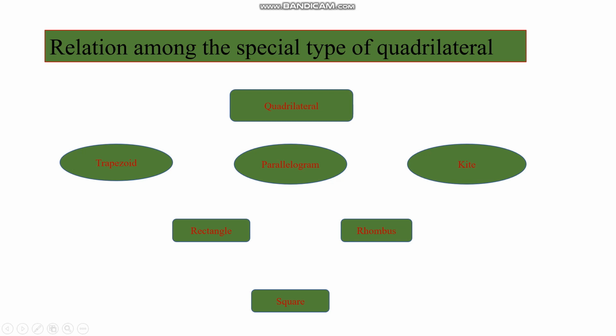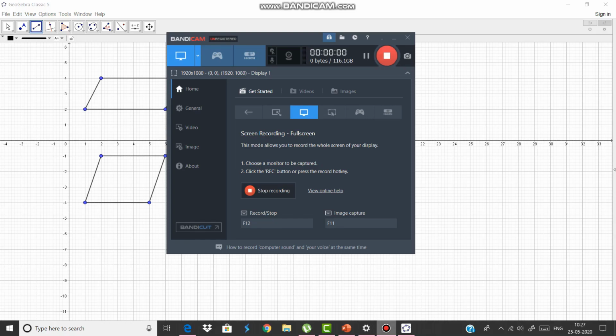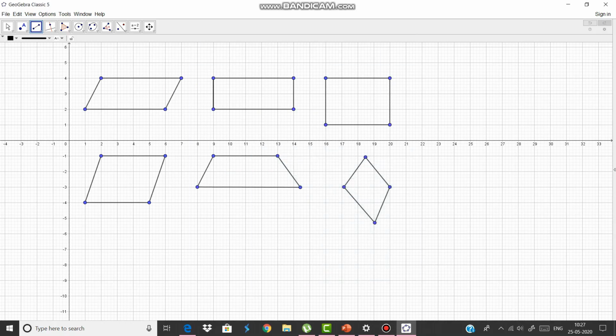So these are the relations between each other: quadrilateral, trapezium, kite, parallelogram, rectangle and rhombus. Through GeoGebra, the relation among the different special quadrilaterals can be explained very easily.